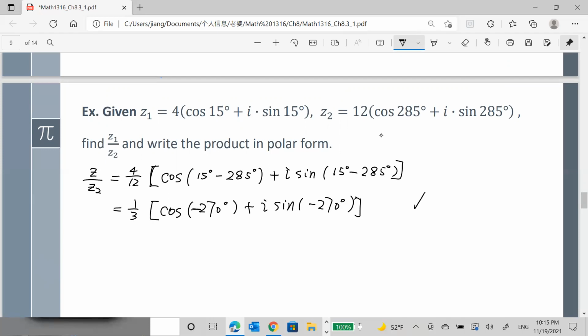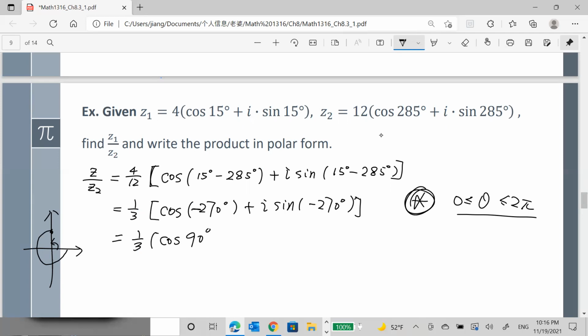And one important thing here. Theta is between 0 and 2 pi. This is negative 270, so it's not in the domain 0 to 2 pi. That means I need to convert this angle to 0 to 2 pi. So let's see where is the negative 270. It's clockwise, going in this direction, from here to here. That means in the counterclockwise direction, that's from here to here. That's 90 degrees. So this one is 1/3 times cosine 90 degrees plus i times sine 90 degrees.